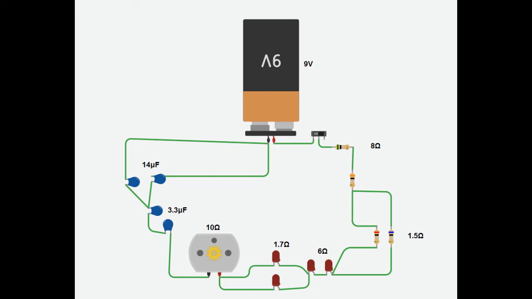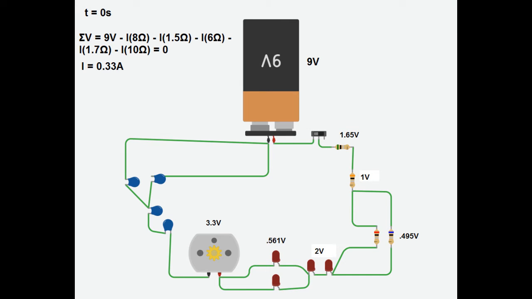The capacitors act a little bit differently. For the 2 capacitors in series, we have to add the inverses. So we would add the inverse of 10 microfarads and 5 microfarads to get a final capacitance of 3.3 microfarads. For the 2 capacitors in parallel, we can just add them together, giving us a final capacitance of 14 microfarads.